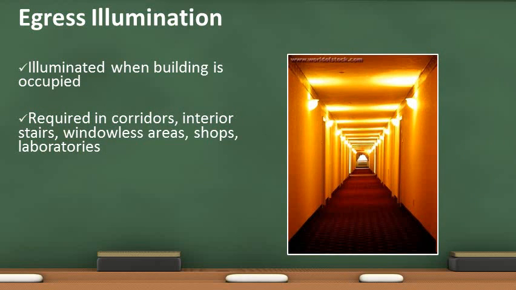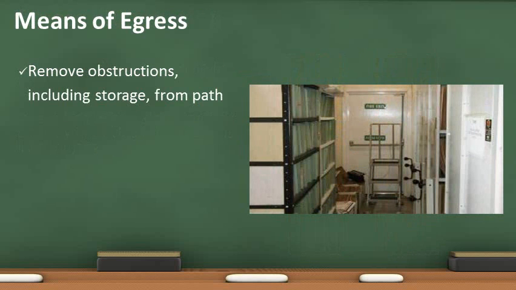The means of egress is required to be illuminated whenever the building is occupied. This photo shows an excellent example of an adequately illuminated exit. All exit pathways and doors shall be kept clear of storage, debris, and anything else that could cause a trip hazard or exit path obstruction.